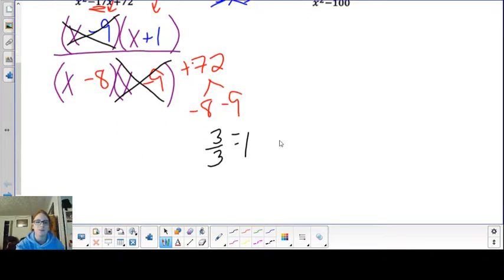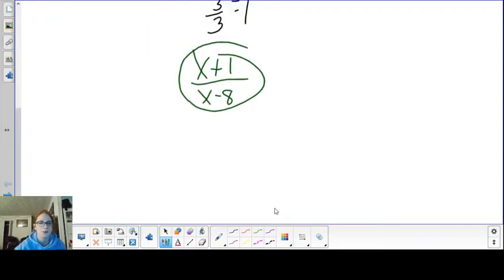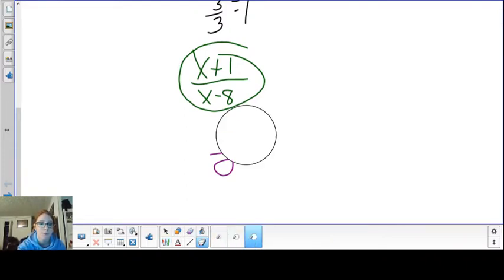So my final answer, because I have x plus 1 and x minus 8, those aren't going to cancel out anymore, is x plus 1 over x minus 8. Now it asks me to state any restrictions. So question, can I divide by 0? Hint, think of my sign in the room. No, I can't divide by 0.